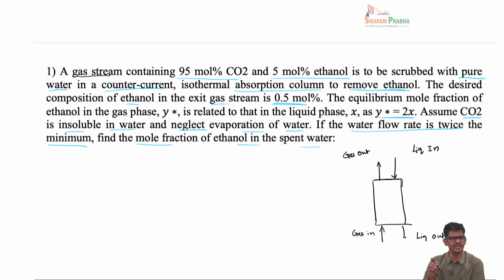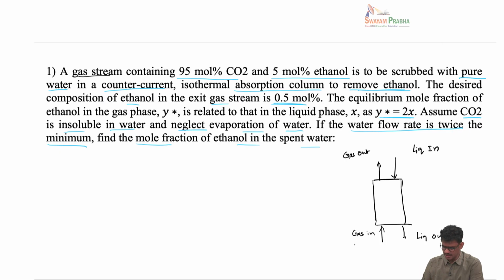Focus here is to look at the material balance, what should be the minimum flow rate, and then if I have an actual flow rate which is twice the minimum, what will be the exit composition, which is purely a material balance problem. No pressure drop, no mass transfer, it's just purely a material balance problem. Okay, so let's see what are the things we know.